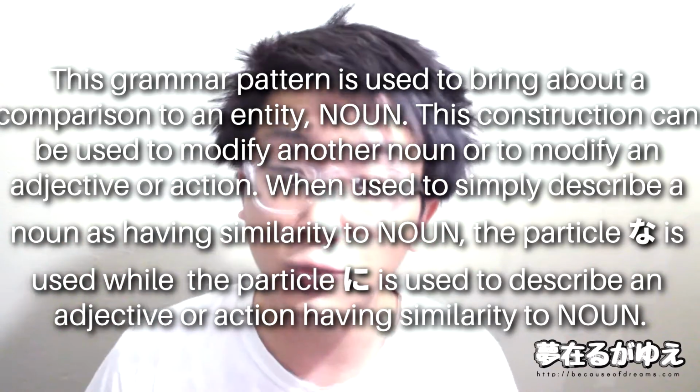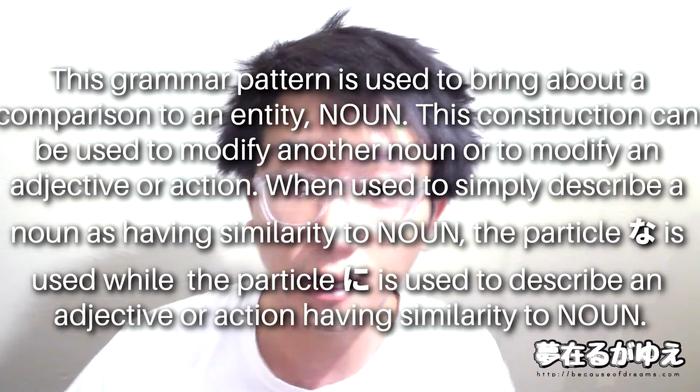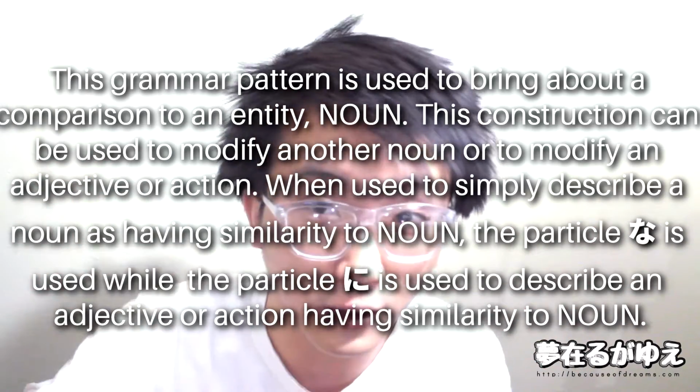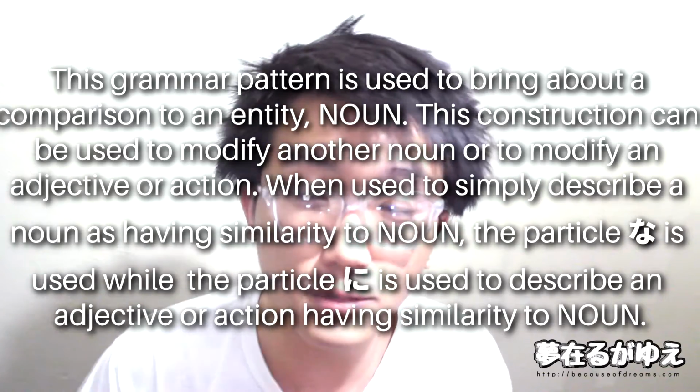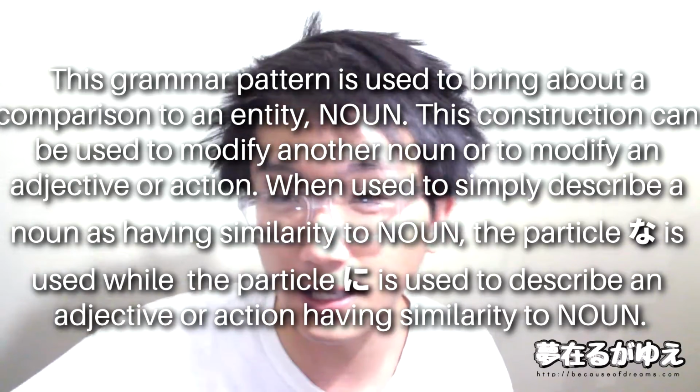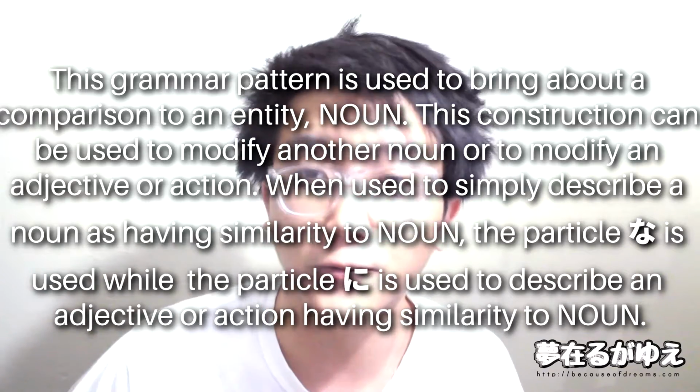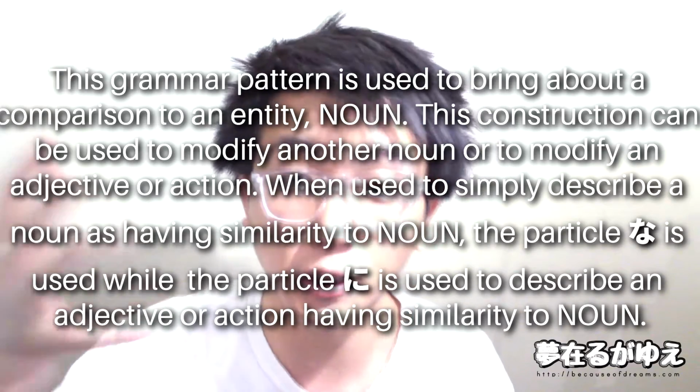The only grammatical technicality we need to note is that when we use this to modify a noun, saying a noun is like the noun in the construction, we use the particle na after yo, and when we use this to modify basically anything else, it's going to be the particle ni. So if we're using an adjective or a verb, it's yo ni instead of yo na. With that distinction noted, let's go into some examples.